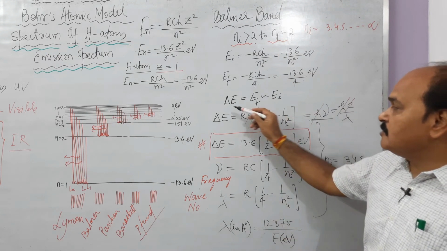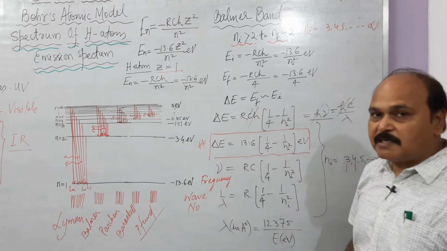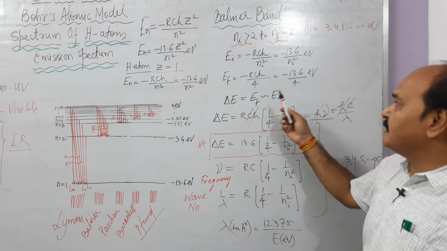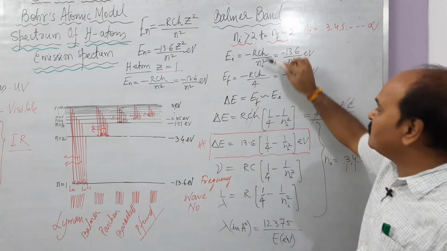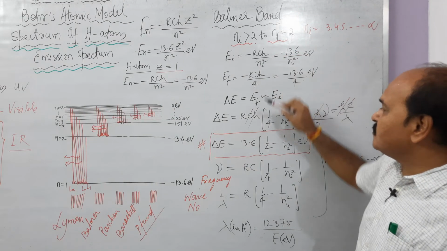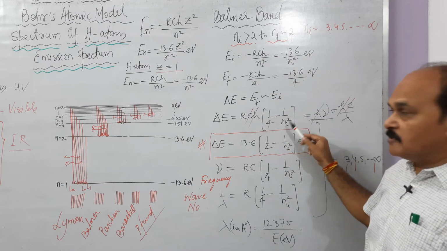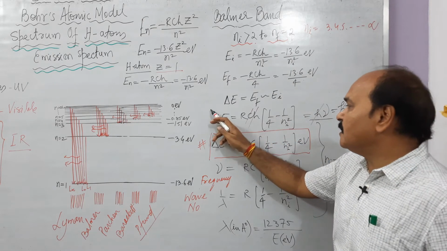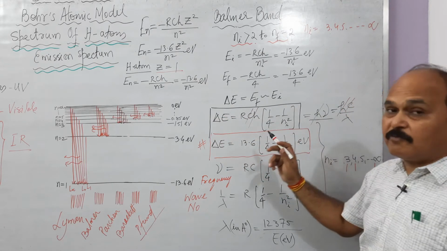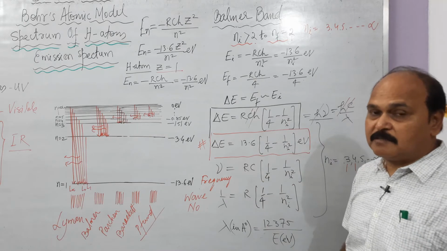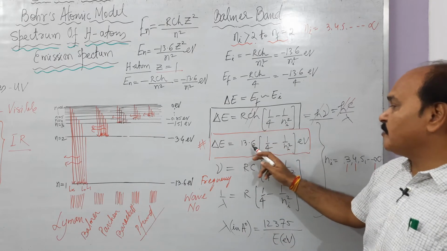Well, the energy of the photon given out is as usual the difference of the energy of the initial and final state. So what is that difference? In terms of RCH, the difference of these two is going to be RCH times 1 upon 4 minus 1 upon Ni square. This is the energy of the photon in terms of the Rydberg constant. This is the energy of all photons of the Balmer series. Here RCH is 13.6.